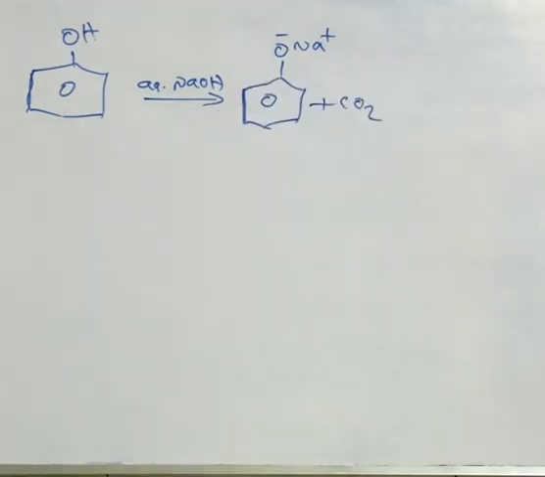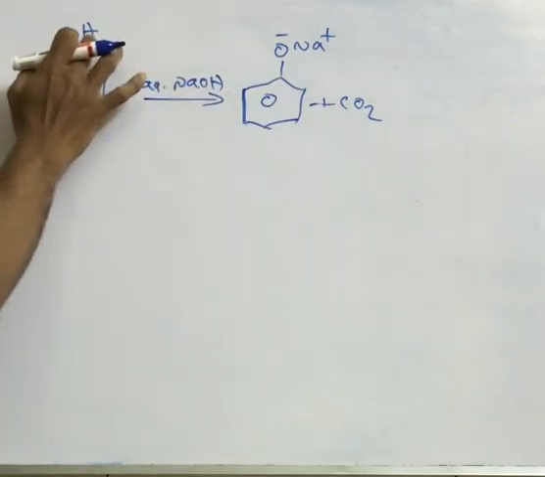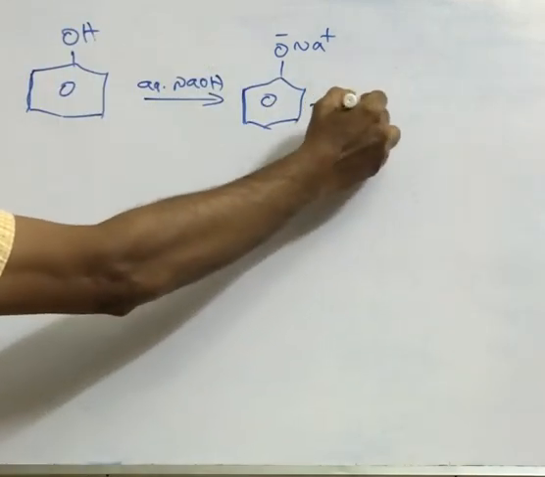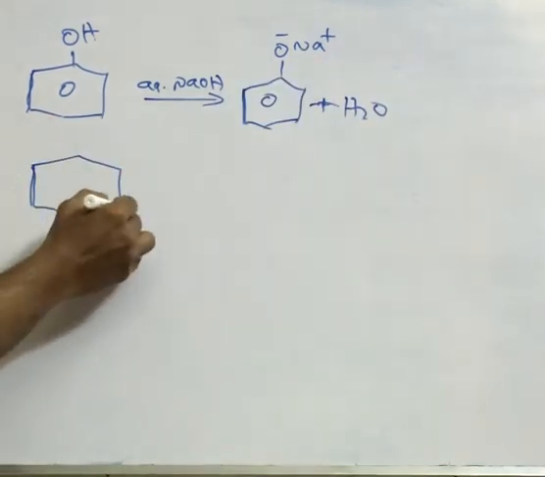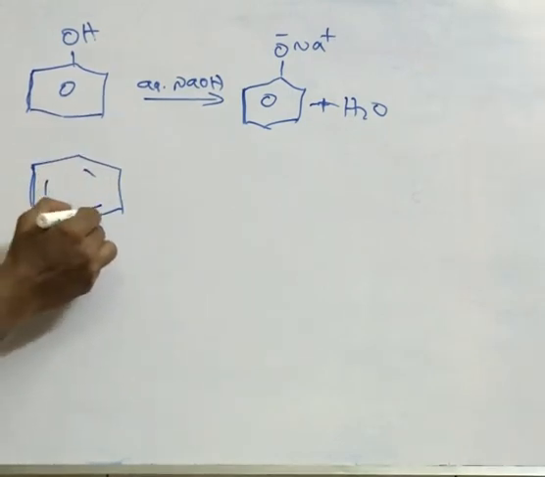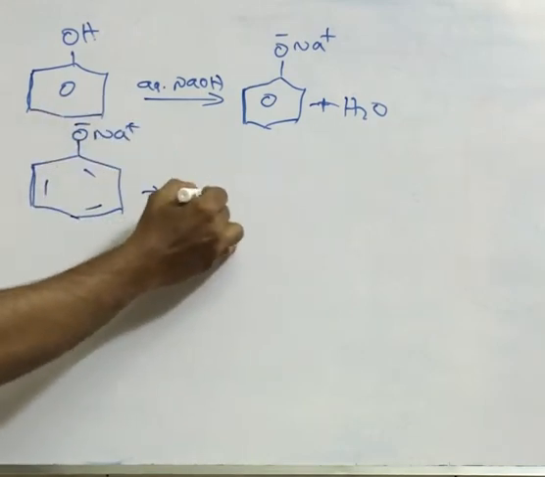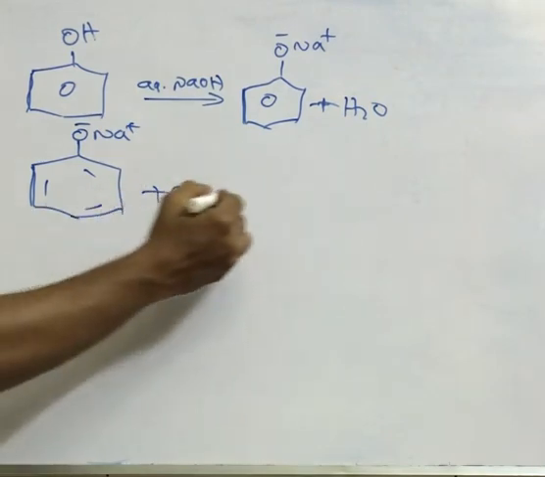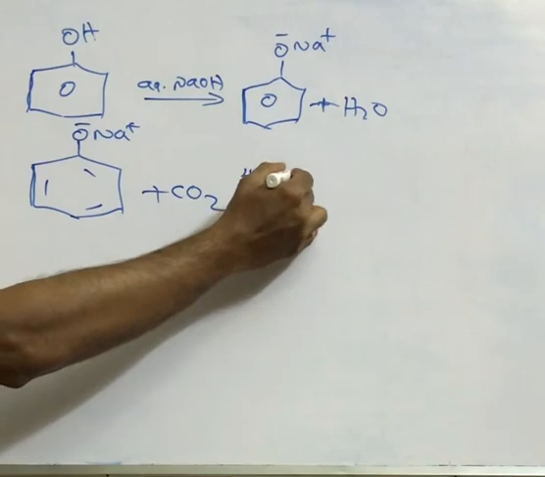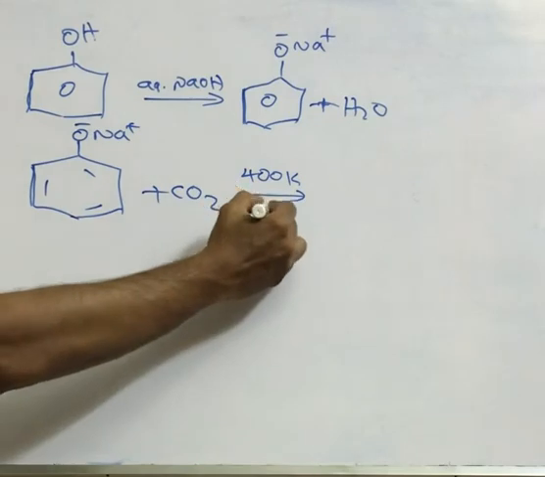This sodium phenoxide, with sodium and O, and water is left, H2O. Now this sodium phenoxide can be further treated with CO2 at 400 Kelvin. Whenever a gas is there, there should be some pressure we need to maintain. The pressure is 4 to 7 atmospheres.